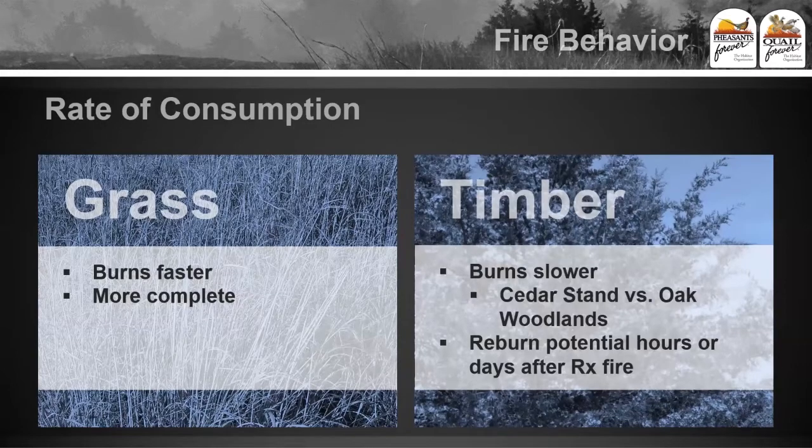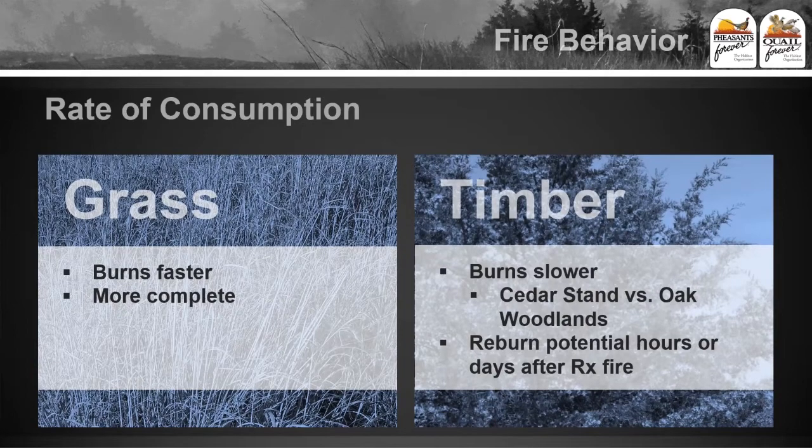When we talk about rate of consumption, obviously grass burns really fast and more complete, right? So typically when we burn a grassland, we see 90 to 100% consumption of that grass. In timber, like cedar trees, if you've ever seen a cedar tree go up, they go up pretty explosively, but they don't consume the whole thing, right? You still have the skeleton that remains. You burn off all the needles, but the skeleton remains.